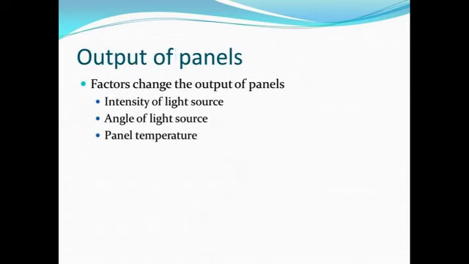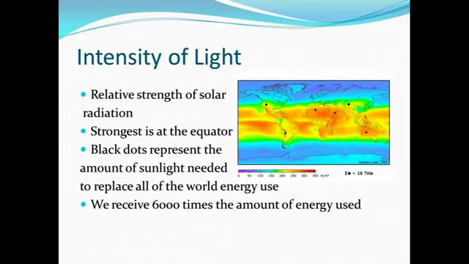Output of panels. Factors that change the output of panels: intensity of the light source, angle of the light source, and panel temperature. Intensity of light is the relative strength of solar radiation. The equator regions are strongest. The black dots represent the amount of sunlight needed to replace the world's energy use.